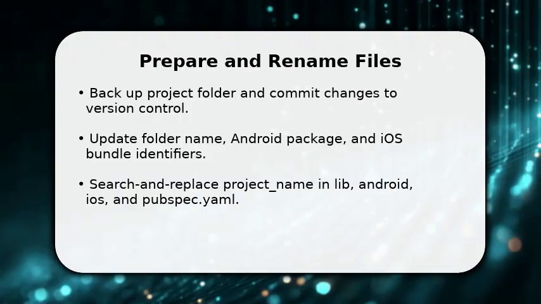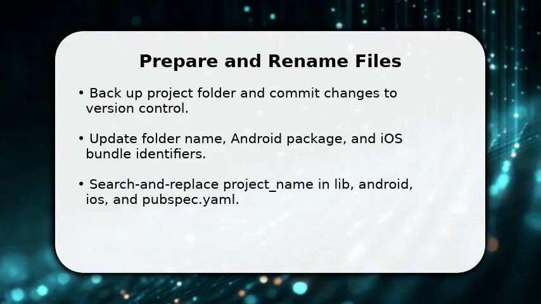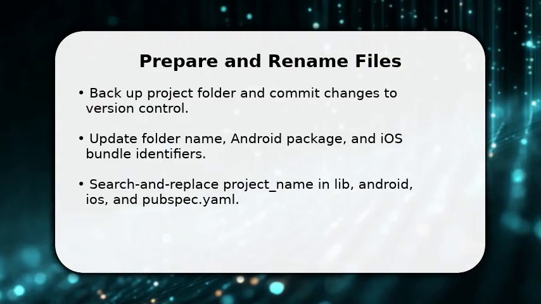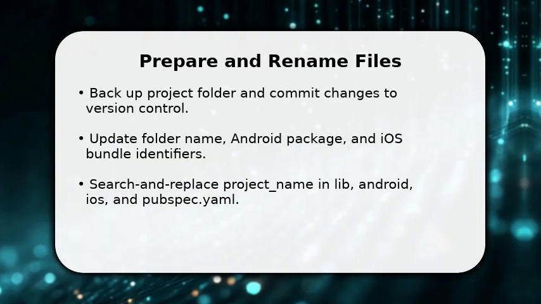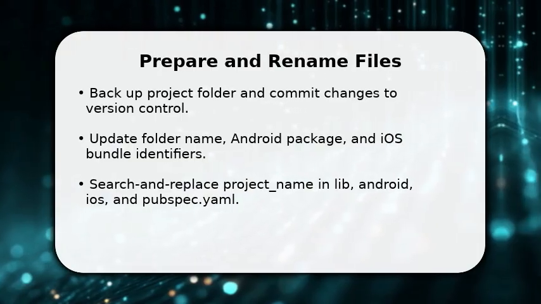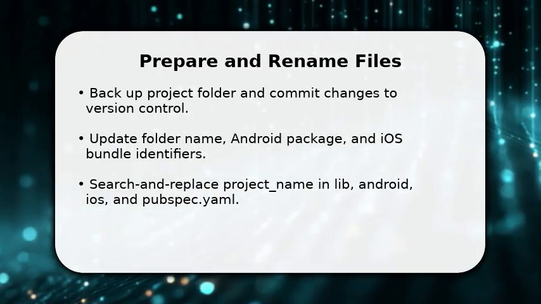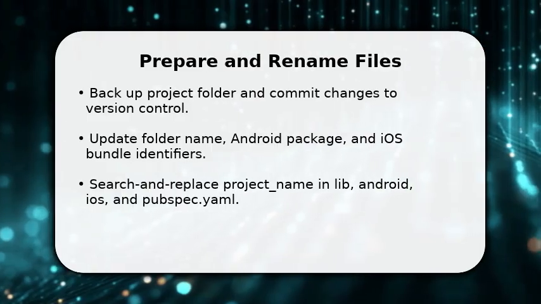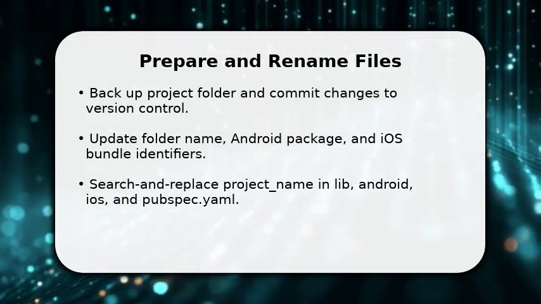You start by backing up or committing your project so you can revert if needed. Close emulators and VS Code terminals, then rename the root folder to the new app name. Open pubspec.yaml and change the name field. Make sure the new name is lowercase with underscores.